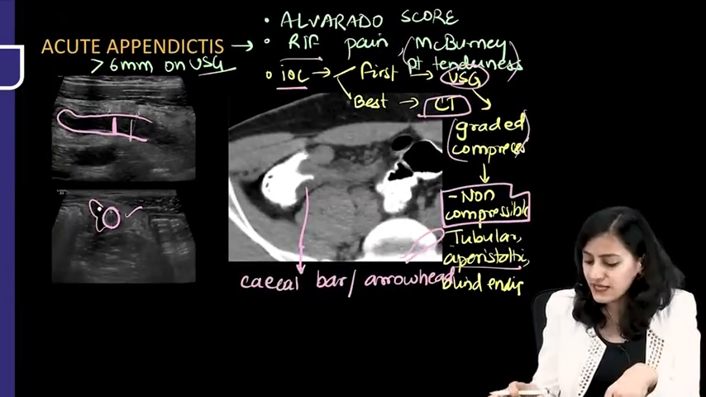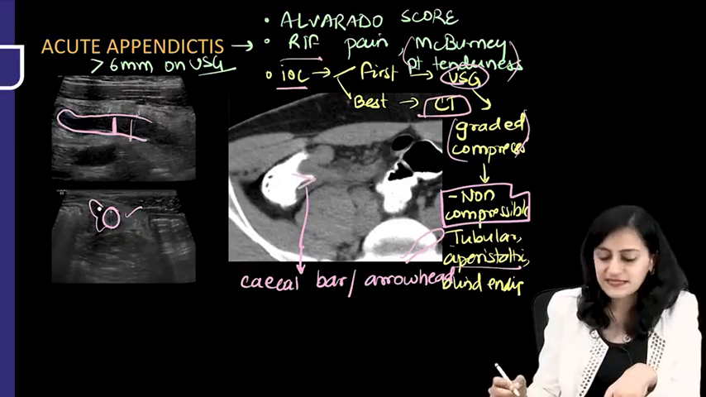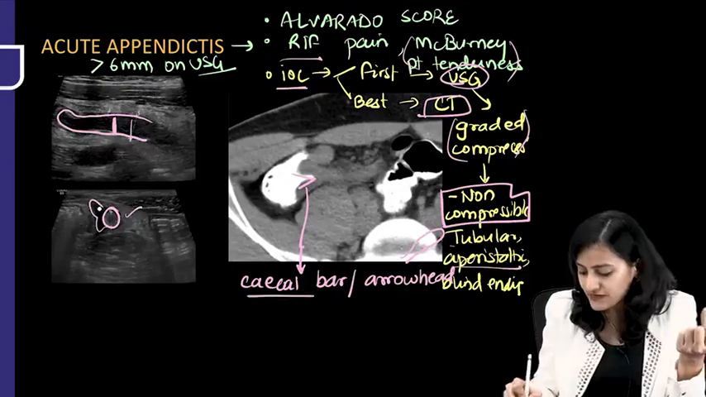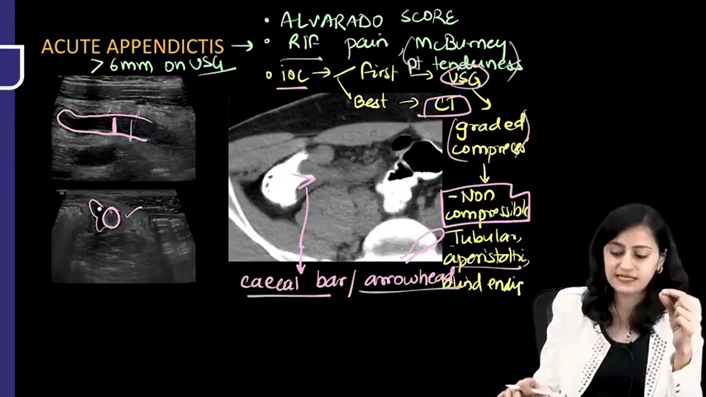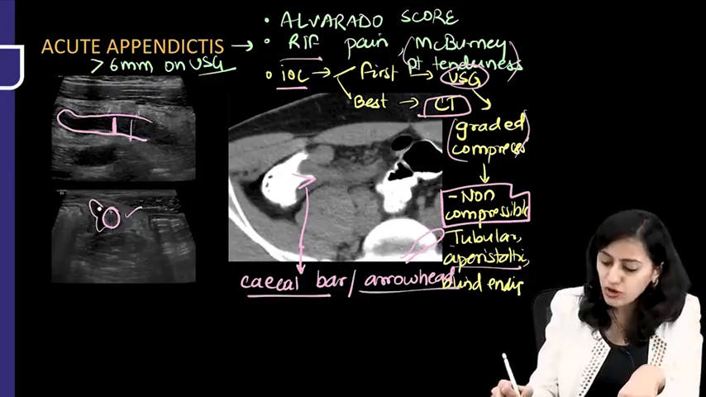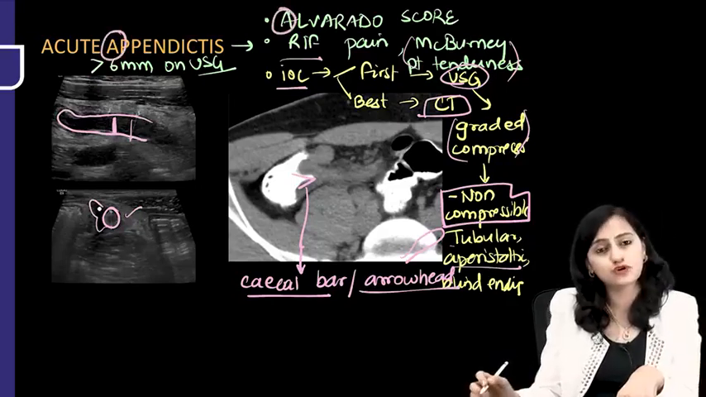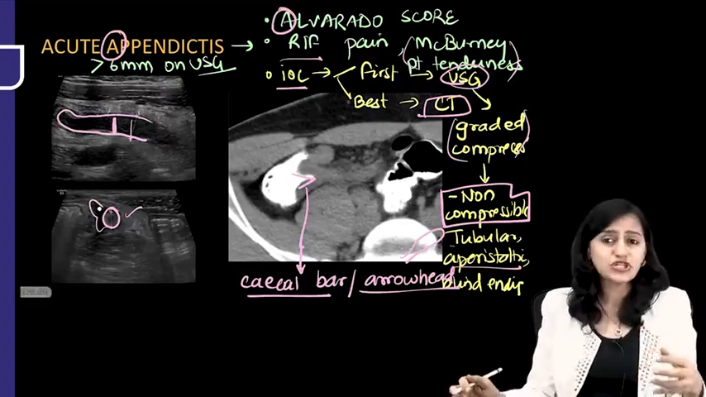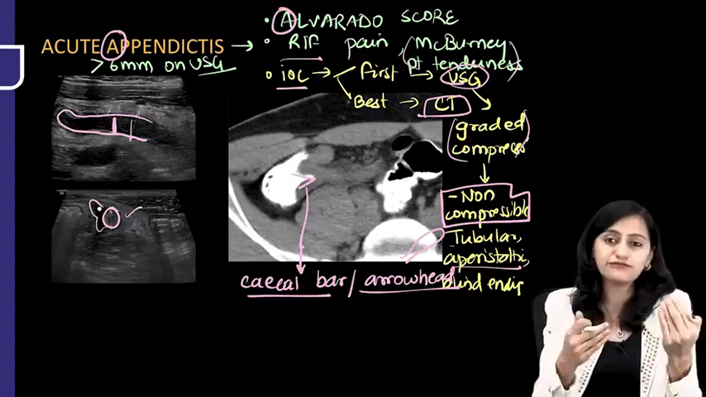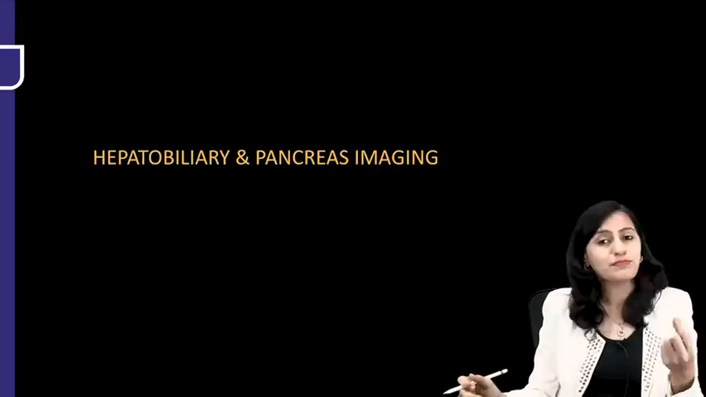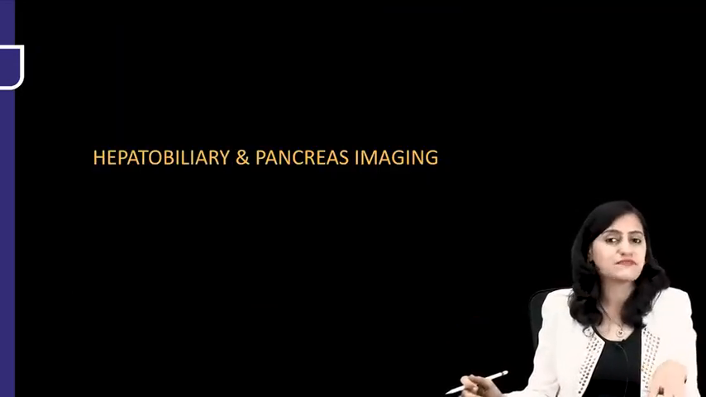Sign in CT that we can see is this arrowhead sign because of the narrowing of the cecum as well. So we have the cecal bar or the arrowhead sign in CT. What score do we use for appendicitis? Remember, A for A, it is Alvarado score for appendicitis. So that was about the GIT part of the radiology. Now we will have a look at the hepatobiliary and the pancreas imaging.